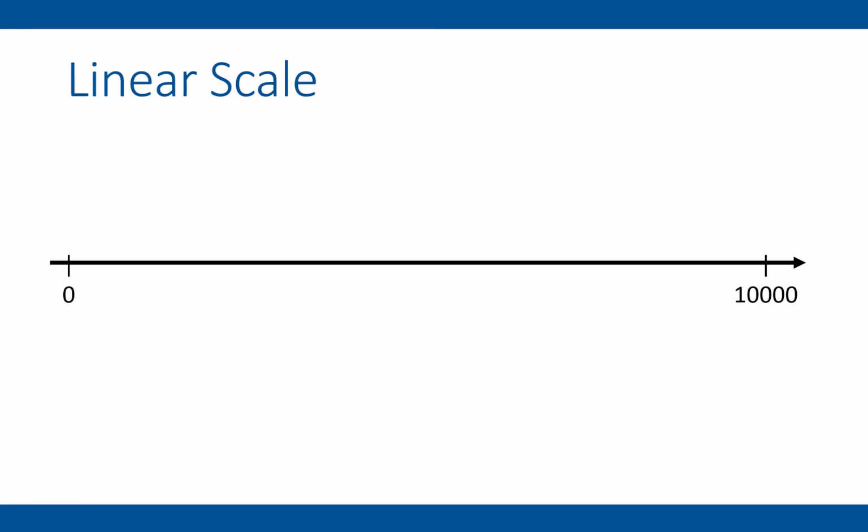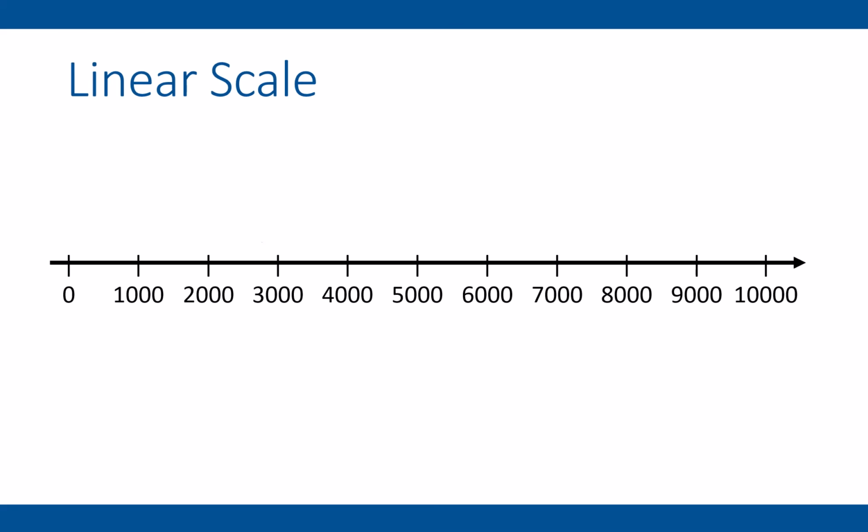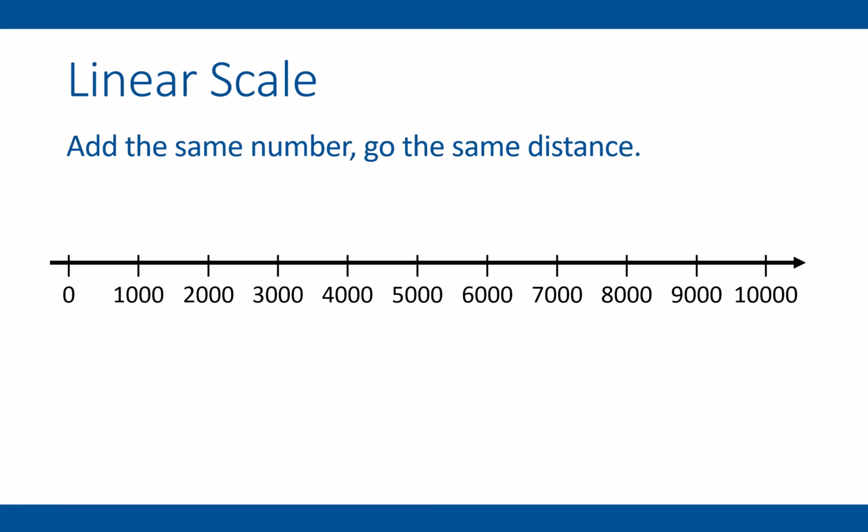Let's look at how these different orders of magnitude show up on a familiar linear scale. I want to graph numbers from the ones to the thousands, so I make the top end of my scale 10,000. Then I fill in the numbers in between. On a linear scale, adding the same number takes you the same distance along the axis. For example, this green arrow represents adding 2,000. We start at 1,000, add 2,000, and end up at 3,000. We can also start at 6,000, add 2,000, and get to 8,000. Adding 2,000 always takes us the same distance.